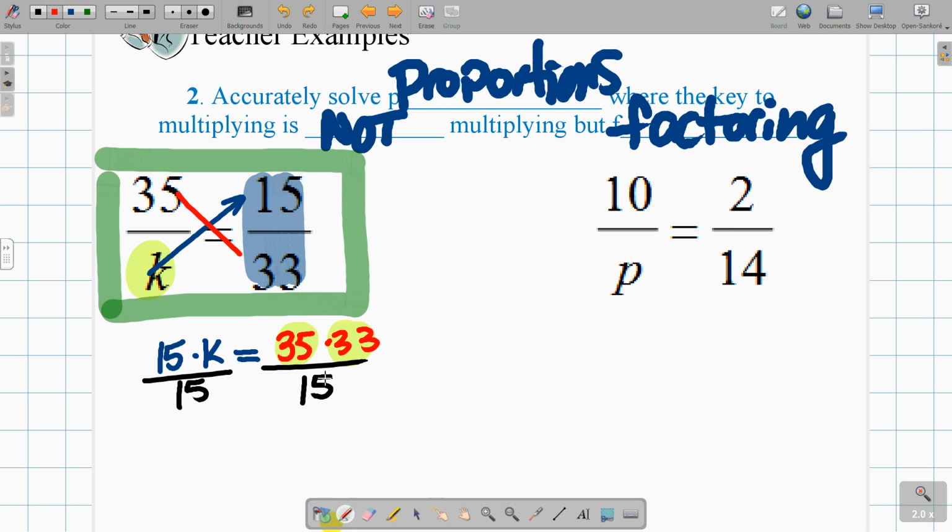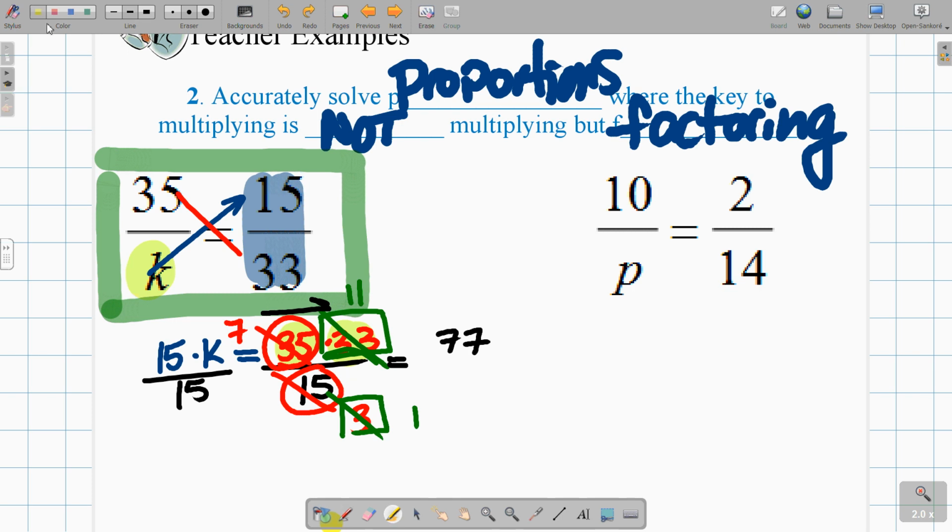Ready? I'd like you to circle 15 and 35. And you ask yourself, what goes in both? We know 5 goes in both. 5 goes in here 3 times. 5 goes in there 7 times. Now I'd like you to box the 3 and the 33. You ask yourself, 3 goes into 33 how many times? 11. So we cross that out. That's a 1 and 11. The only things left, you multiply straight across, is we have 77 over 1. So 77 is our answer for k.